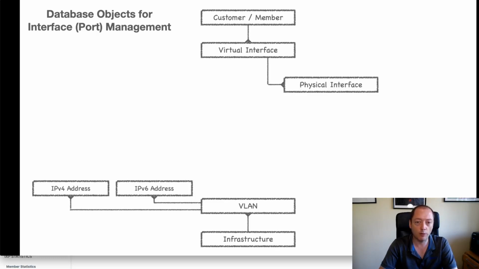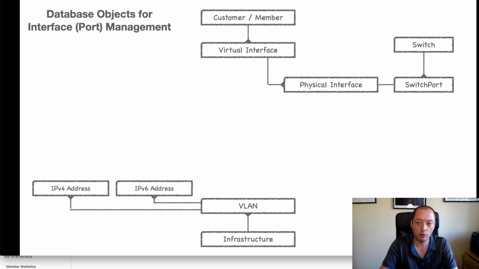So for example, one of those objects will be a physical interface. And a physical interface will record, for example, the speed at which that interface should run. It will record the status. Is it connected? Are we awaiting a cross connect? Is it in quarantine? A physical interface has a one-to-one relationship with an actual switch port, and obviously a switch will have many switch ports.